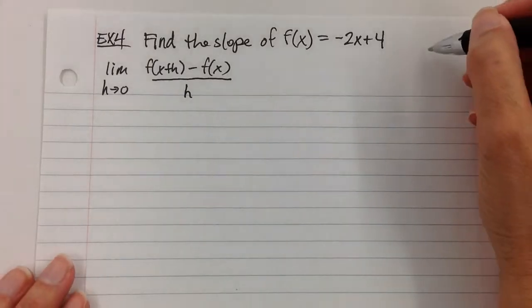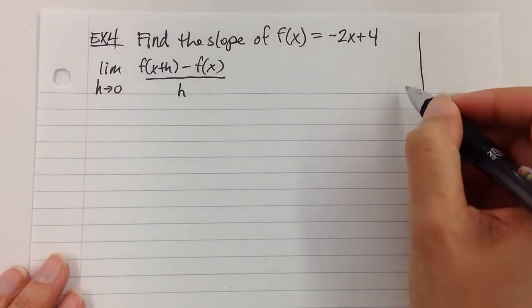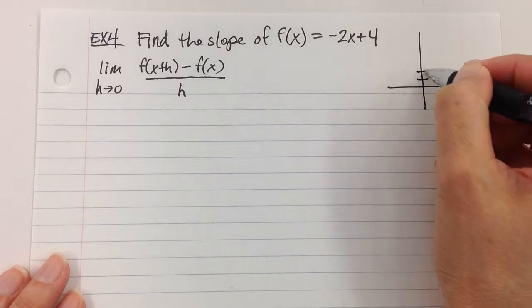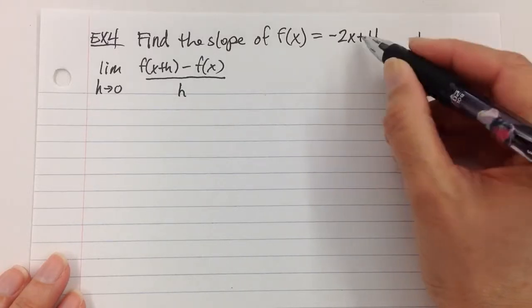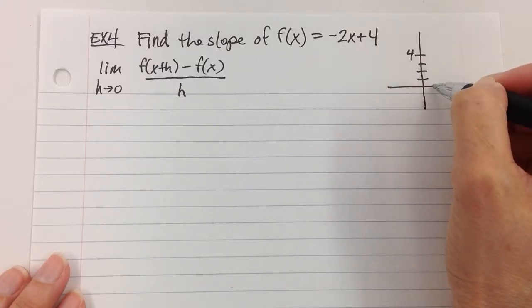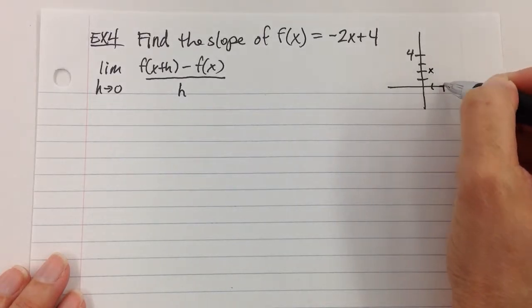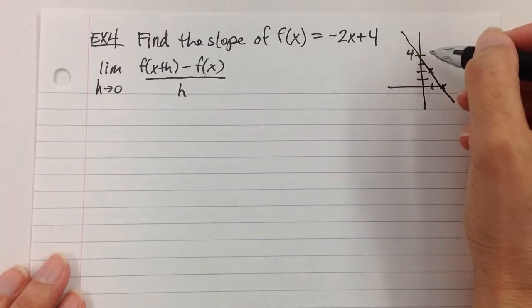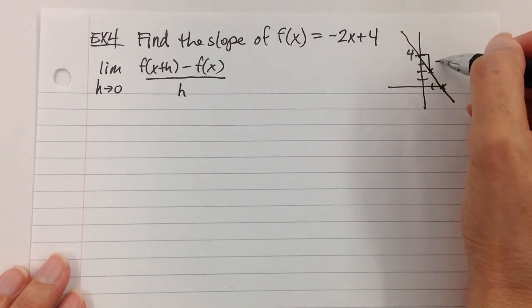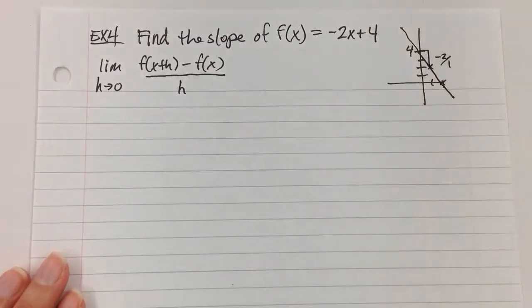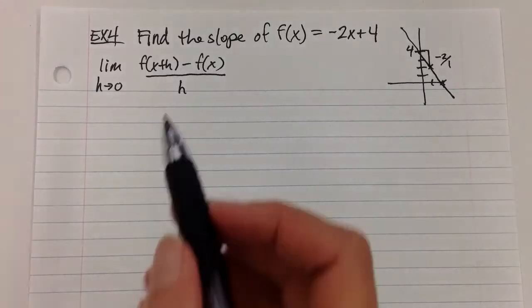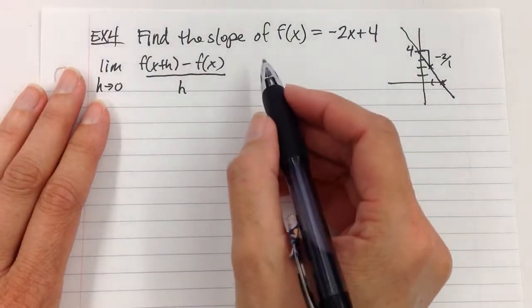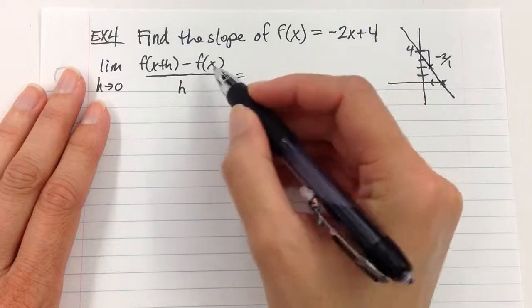Okay, and of course this is some line. Let's just graph the line really quickly. It starts at 4, and then it goes down 2 over 1. So down 2 over 1, down 2 over 1. So my line goes like that. And we know the slope of this line is going to be -2 over 1. But let's just use this process just to see if we can use it correctly.